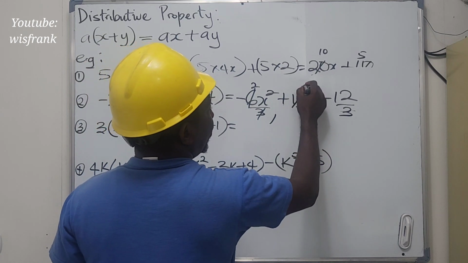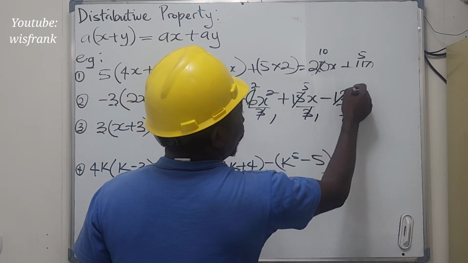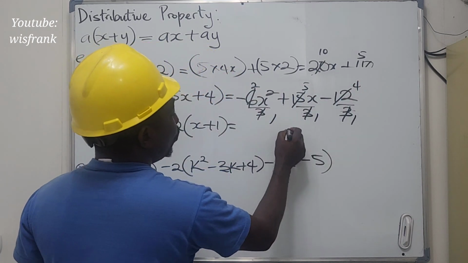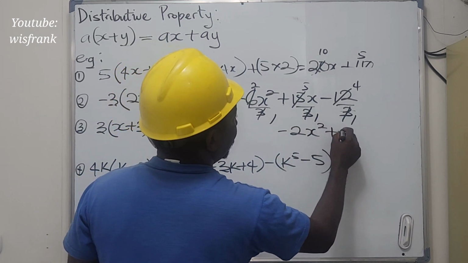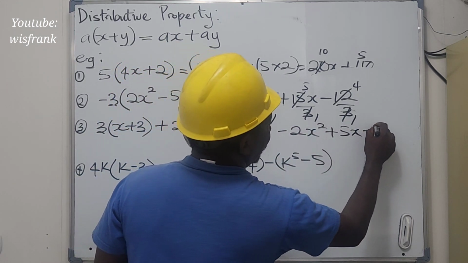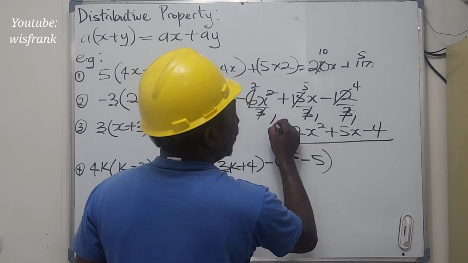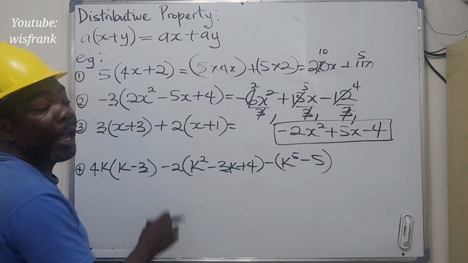3 will go here and 3 will go here, 5. 3 will go here and 3 will go here, 4. So the answer to this will become minus 2x to the power of 2 plus 5x minus 4. So this is the simplified answer to this expression.